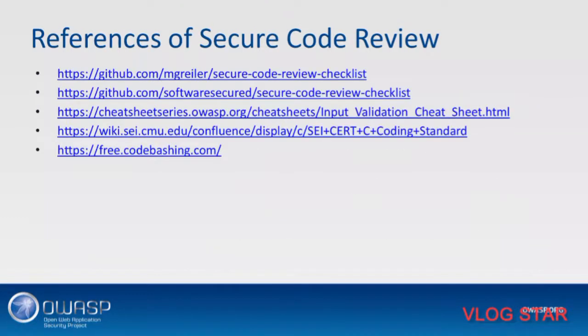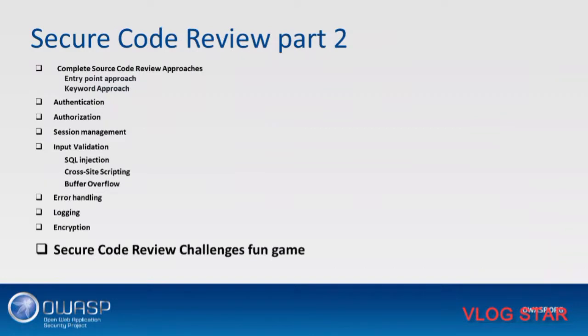So the next section that I'm going to cover is the complete manual approach, how to find a bug. Also the complete secure code review approaches, where I can show you the demonstration, the entry point approach and keyword approach. Also how to check authentication, authorization and session management. These are the few points that we need to focus on while doing secure code review. Also there will be a fun challenge in the next session that we can demonstrate.